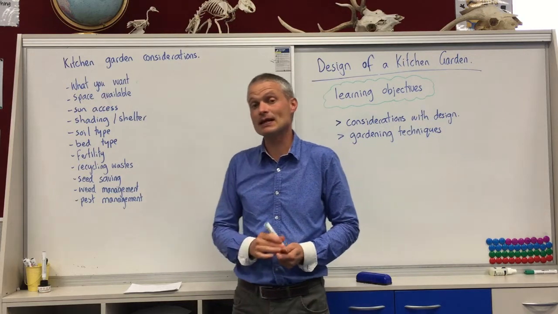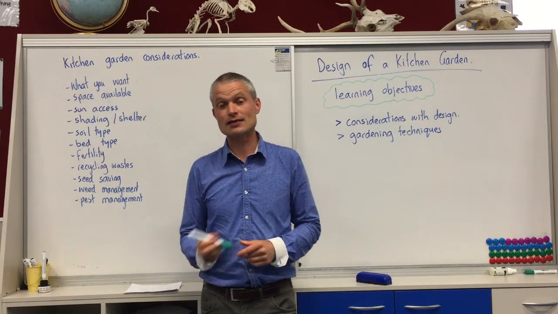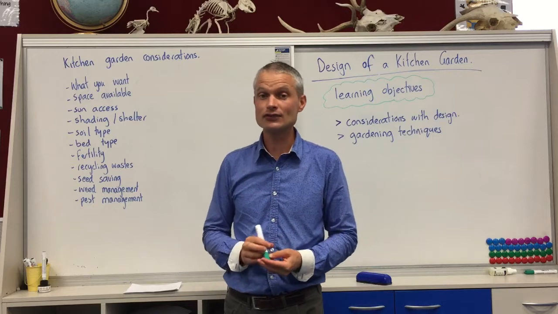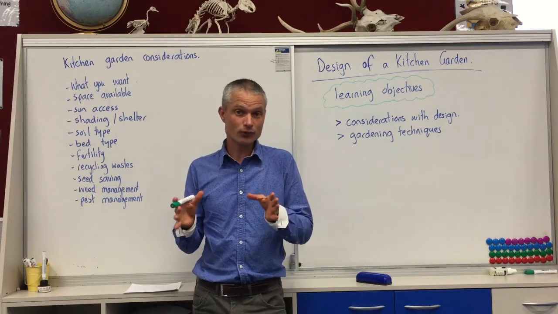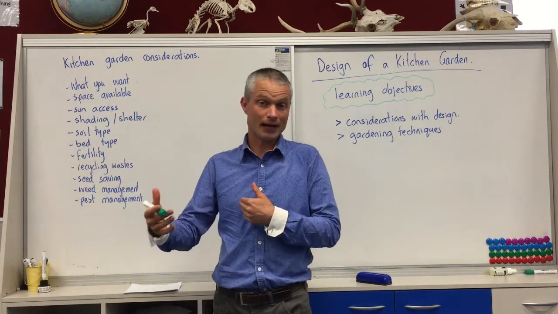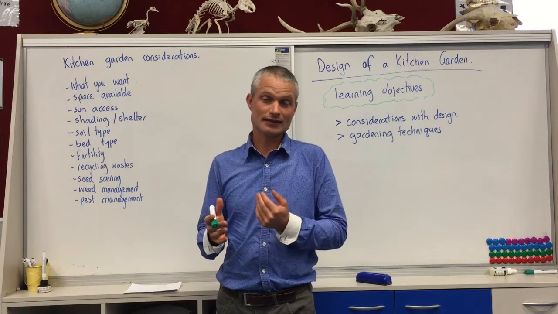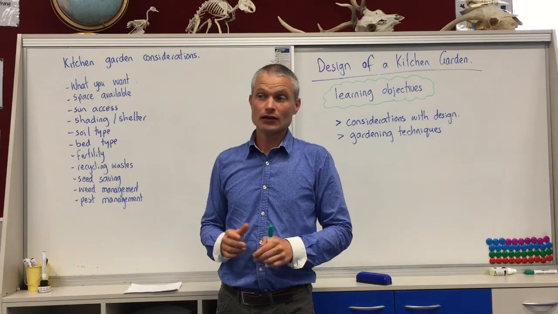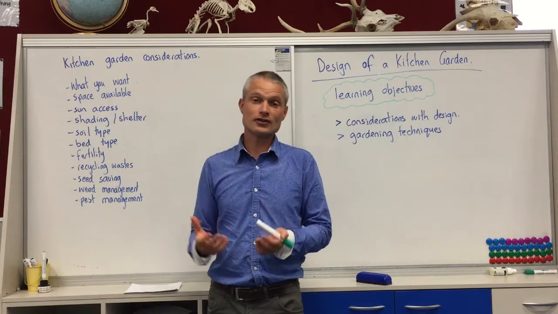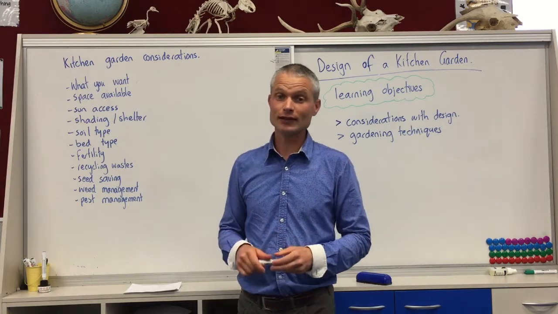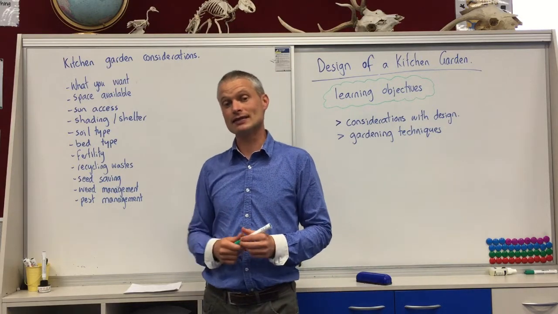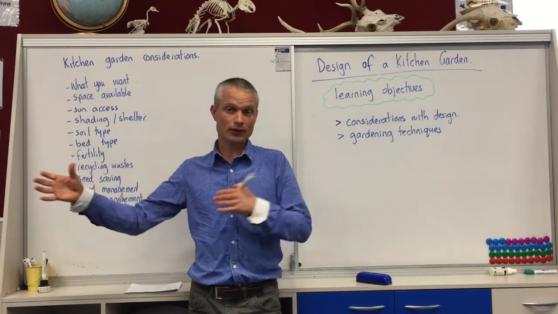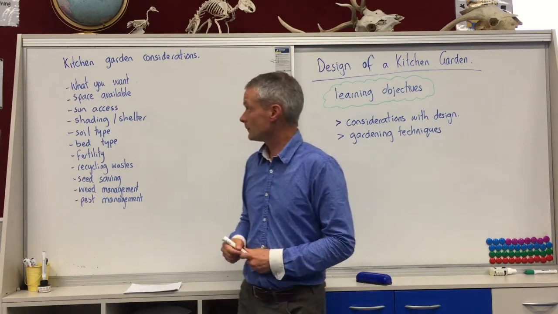So the second thing is the space available. So different sites will have different opportunities for their design. If it's very small in space, so if it's an apartment or an eighth of an acre section, you are going to approach the design of that section quite differently if it's a quarter acre or a half acre section, and you'll employ quite different techniques.